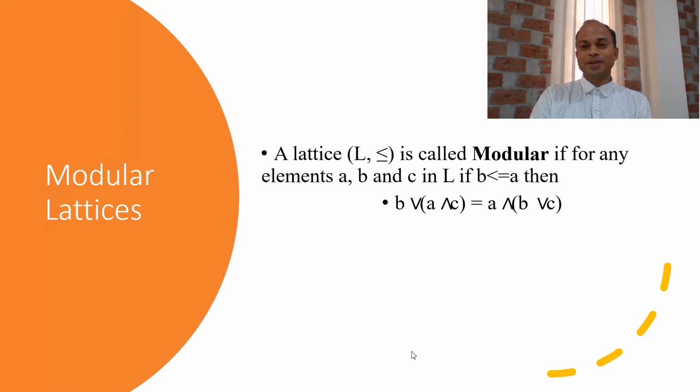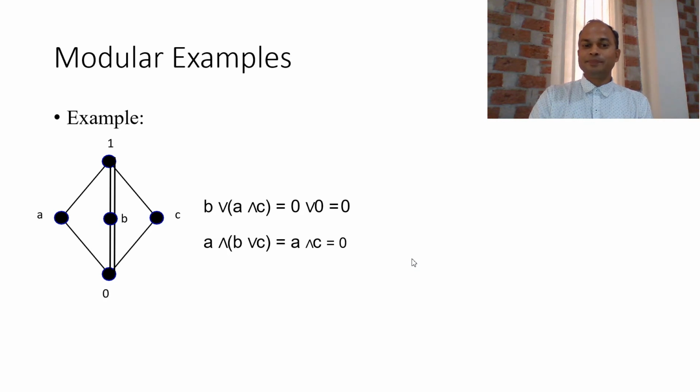Now, we have another important concept. This concept is called the modular lattice. What is a modular lattice? If we have three elements A, B and C, and if B is less than or equal to A, and this distributive property is satisfied, then we can say that this particular lattice is modular. Now, the example is here. We are taking this example.